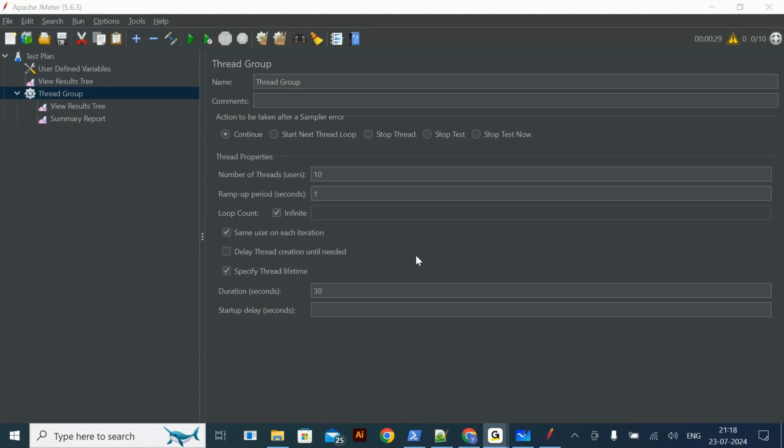The main aim of load testing, meaning performance testing, is to cut down the cost. It is cost reduction. In terms of money, we have to reduce the cost of software.